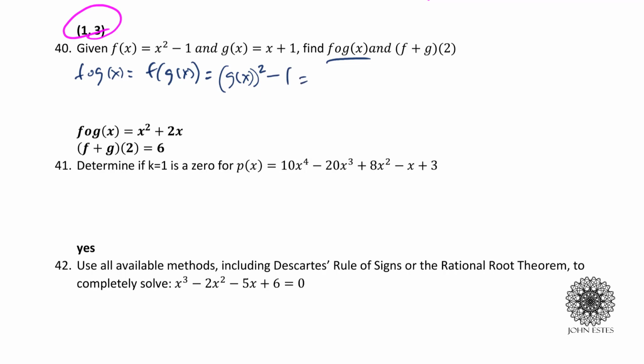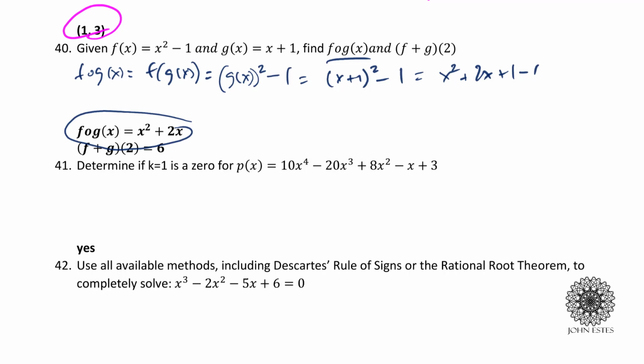And now I can replace that with what g of x actually is, which is x plus 1. So I have x plus 1 quantity squared minus 1. So if I simplify that, that's x squared plus 2x plus 1 minus 1. The 1's cancel, and I end up with x squared plus 2x.